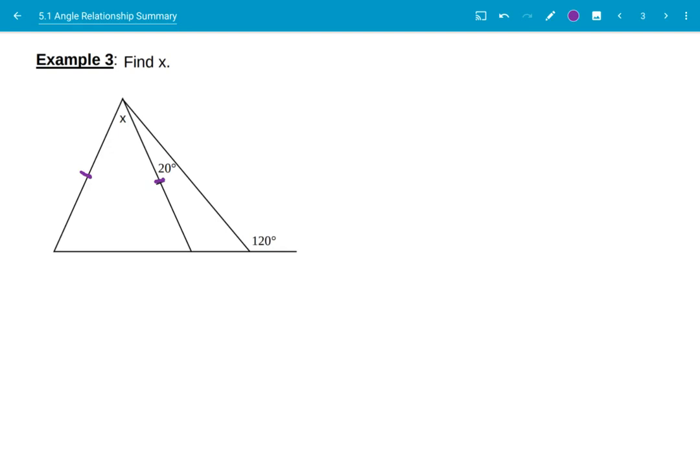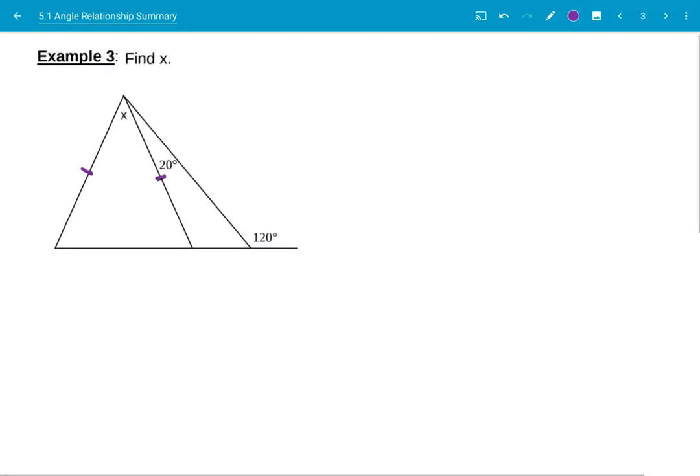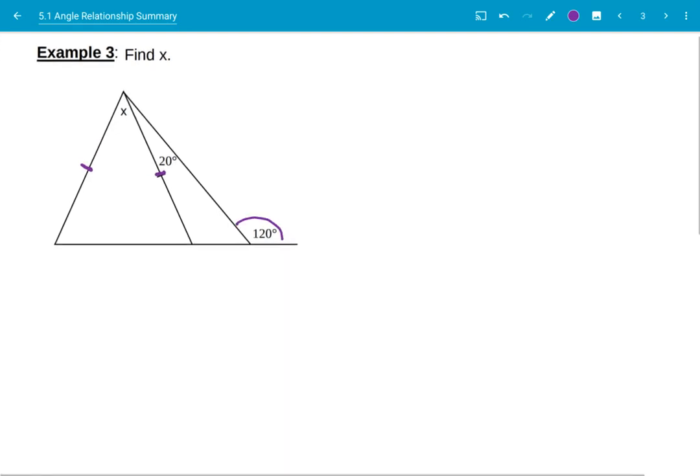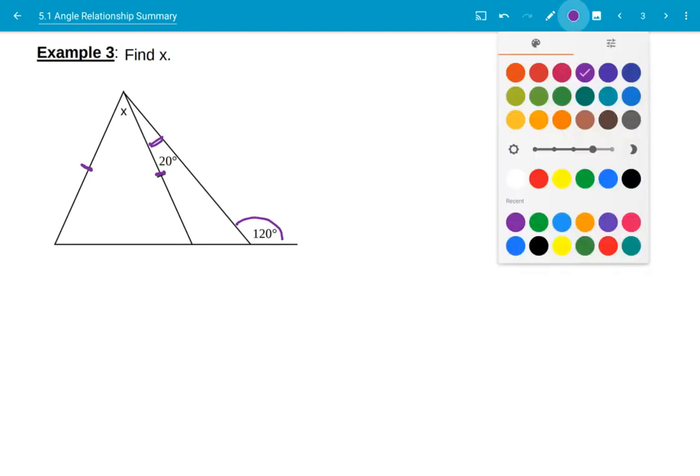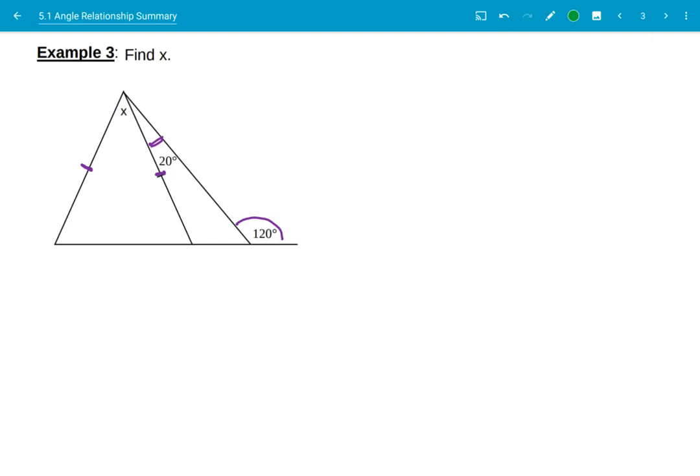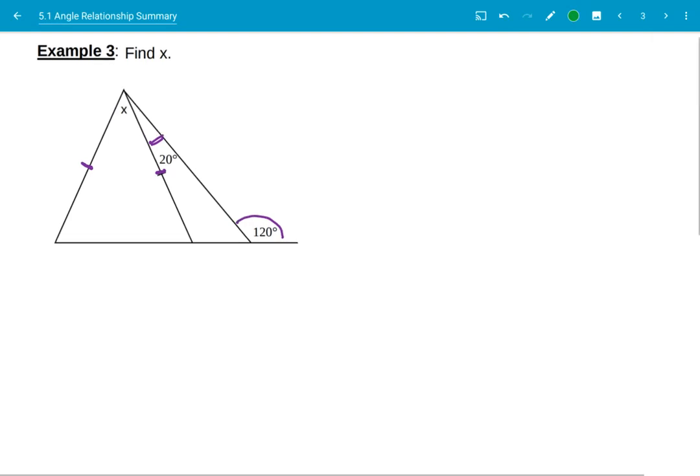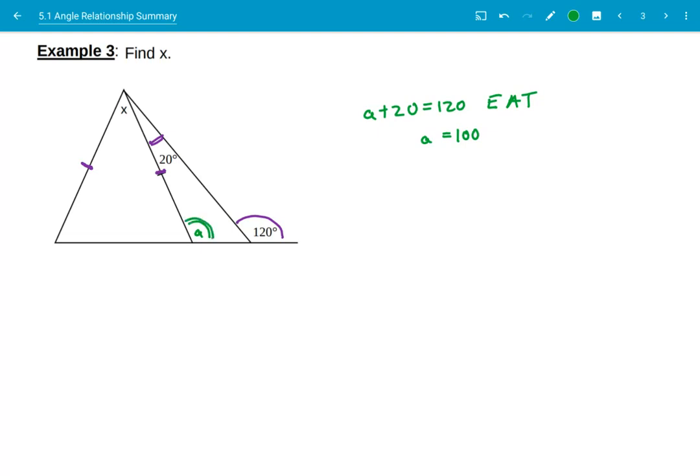We have an exterior angle at 120 degrees right out here. We have an interior angle 20 degrees right in here. The exterior angle theorem connects the exterior angle to the opposite two interior angles. So A plus 20 has to be equal to 120 because of the exterior angle theorem. And there's the shortcut for that. We subtract 20 from both sides and we get 100. That means this angle is 100 degrees.